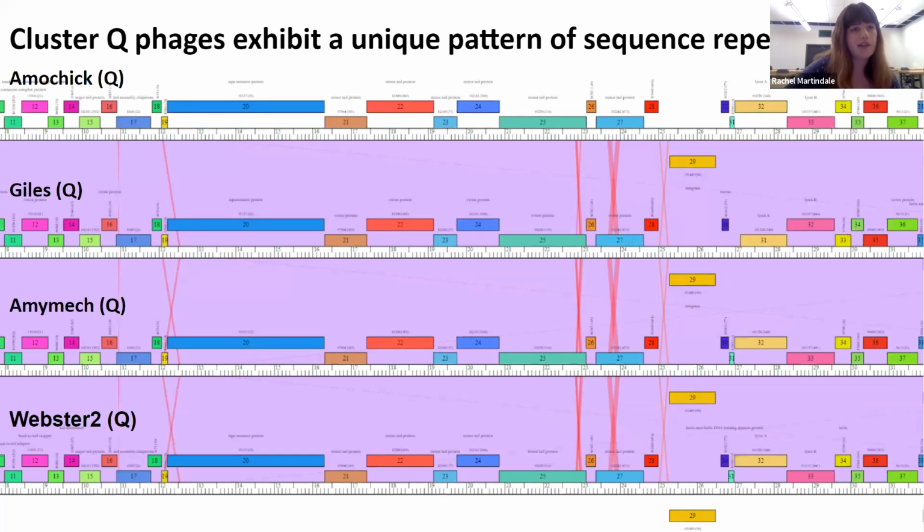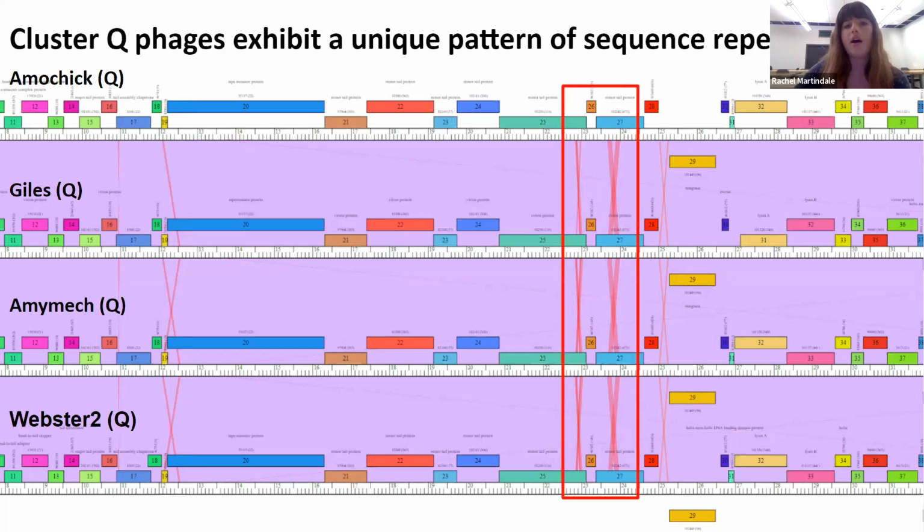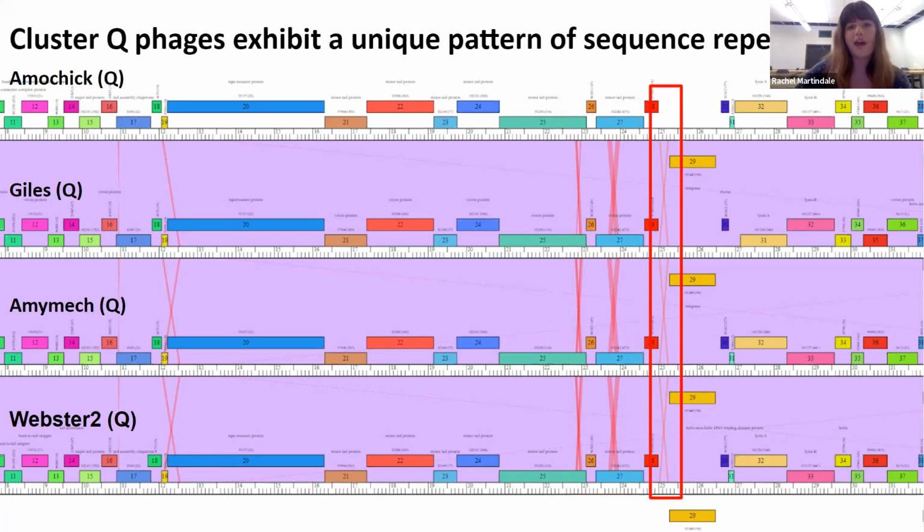So when we were looking at cluster Q phages on PhamRater, we were noticing these really interesting sequence repeats. You see these red X's occurring between all cluster Q phages. First, it happens between genes 19 and 20, so an unidentified gene and the big, long tape measure protein. These repetitive sequences also happen within two minor tail proteins. And then there's also one X that happens in the non-coding region upstream of the integrase gene.